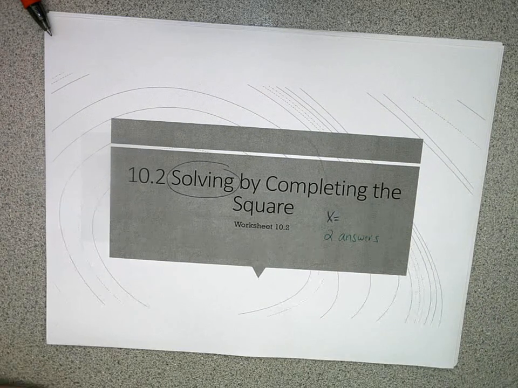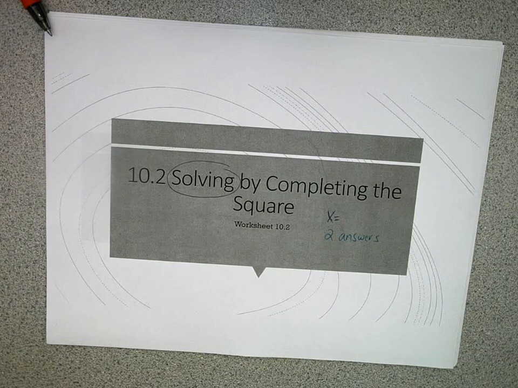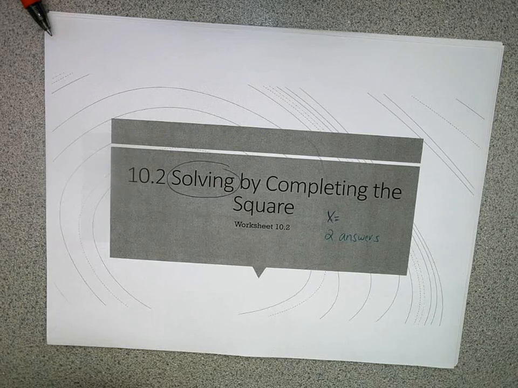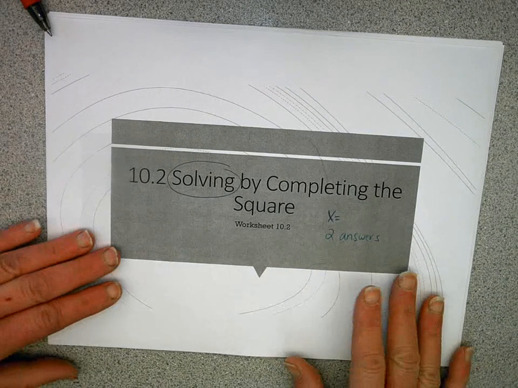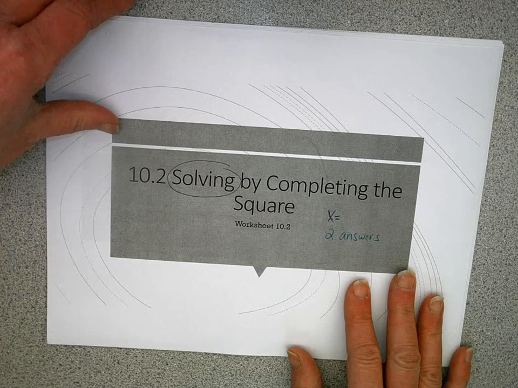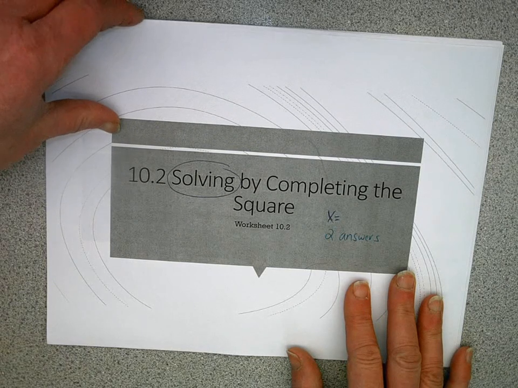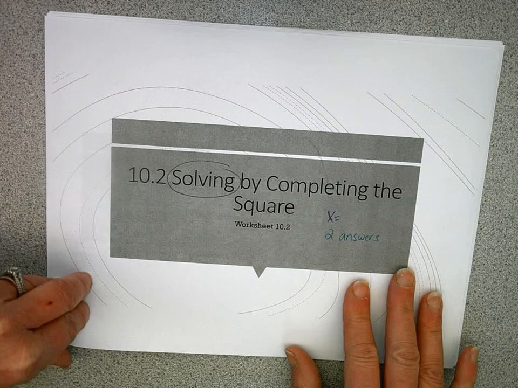Okay, so you guys know they're solved by square rooting, which was last chapter, solved by factoring, which was last chapter. This is another method, solved by completing the square, which will also be square rooting. Okay, so I'm hoping you got your notes out by now.